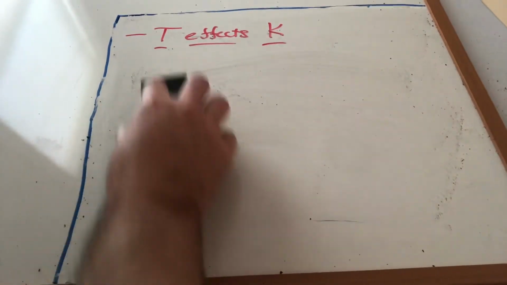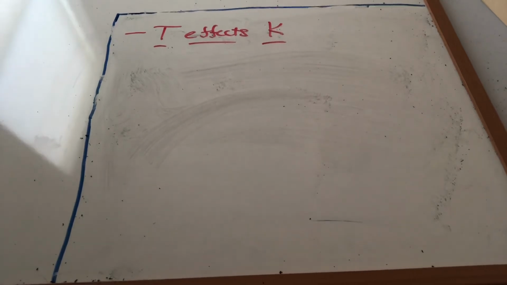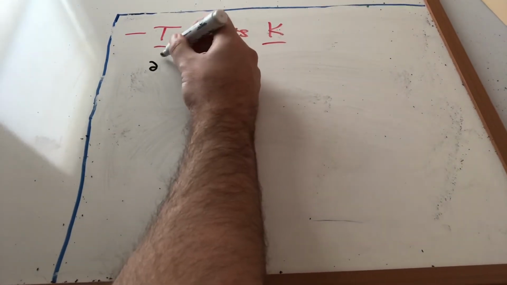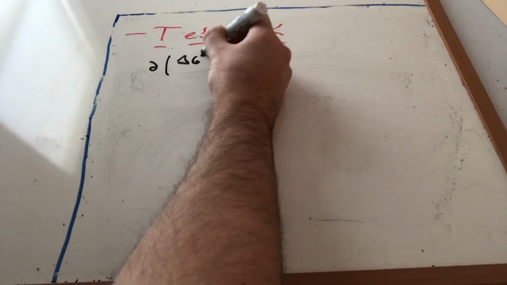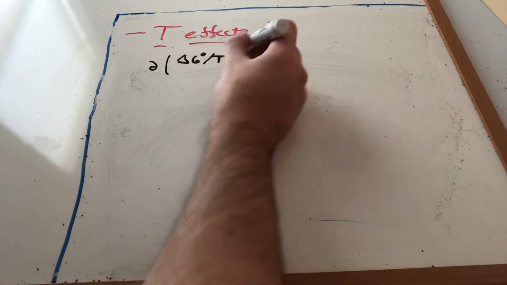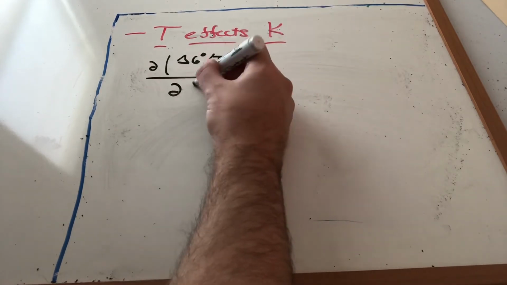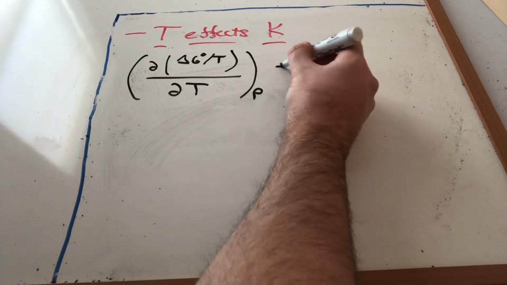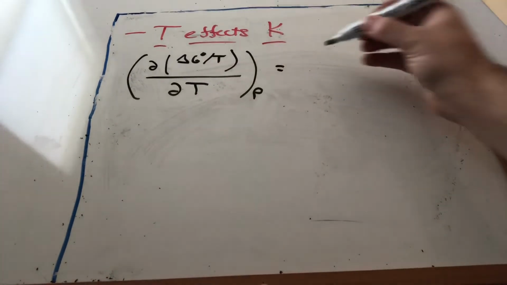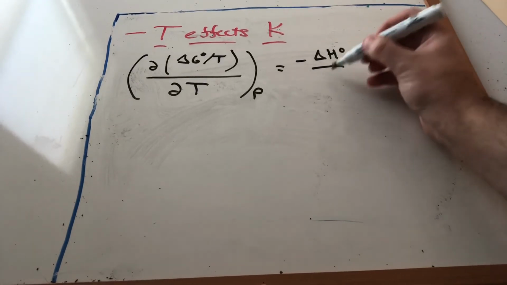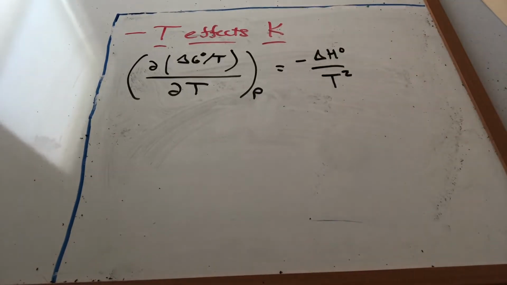So let's do that. Let's start by writing down the Gibbs-Helmholtz equation from earlier in the semester. It was the partial of delta G naught over T, with respect to T, done at constant pressure, equal to minus delta H naught over T squared. This is the Gibbs-Helmholtz equation. This is our starting point.